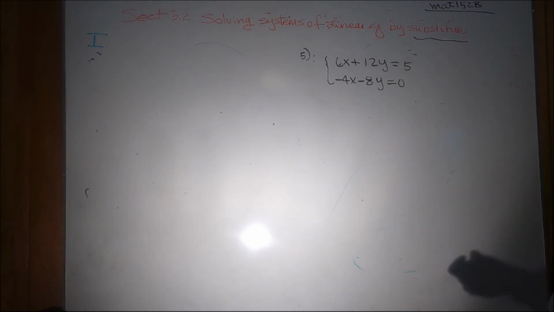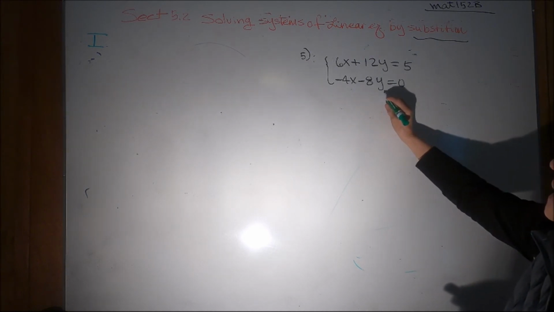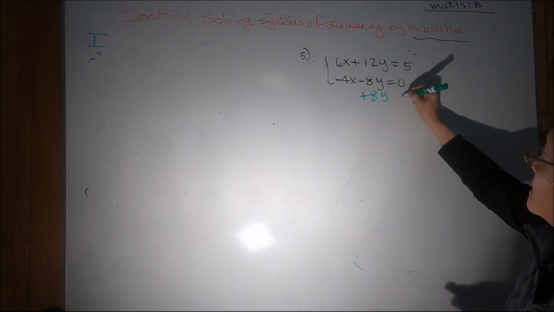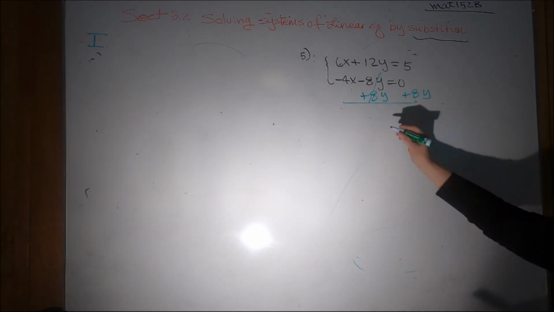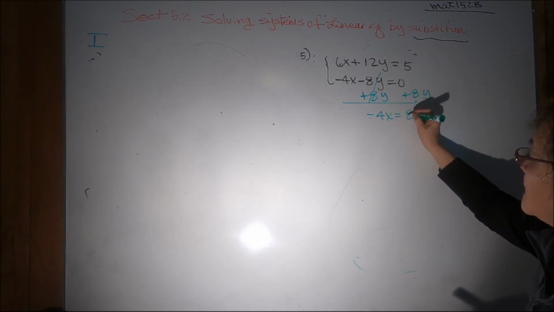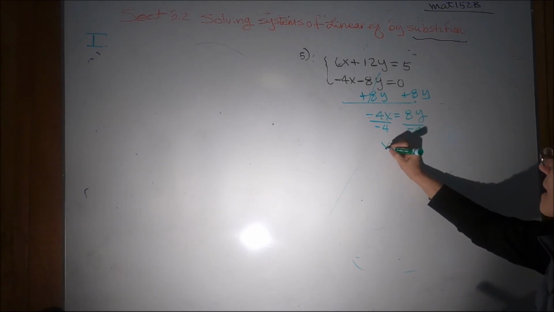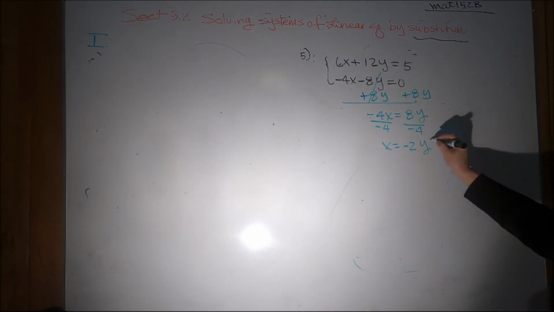You will get better when you have more experience. But for now, just look at the second one. If you get x by itself on the second one, what would you have? You will have negative 4x equals 8y, right? Then if you divide by negative 4, x is what? Negative 2y. So it still gives you a whole number without fractions. That would be easier to do for now, right?